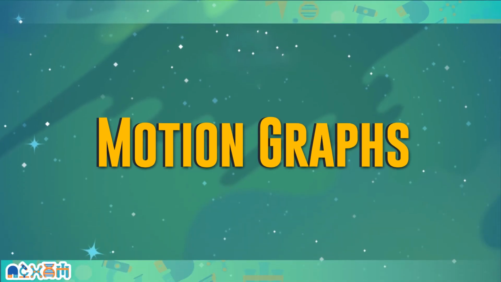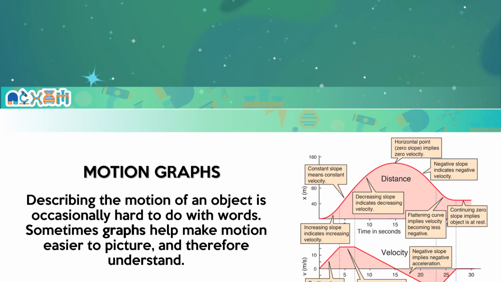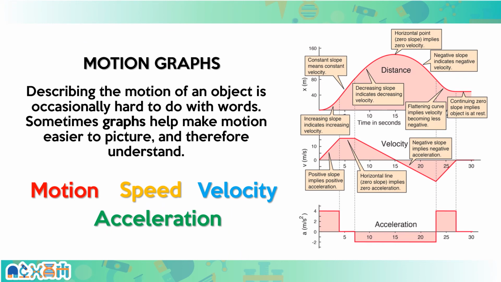So what is a motion graph? A motion graph describes the motion of an object, which is occasionally hard to do with words. So instead of describing them with words, we use graphs to show their movement or motion. Because sometimes, of course, graphs help make motion easier to picture, therefore easier to understand. So what will motion graphs show us? They will show us the motion, the speed, the velocity, the acceleration, even the displacement of an object.